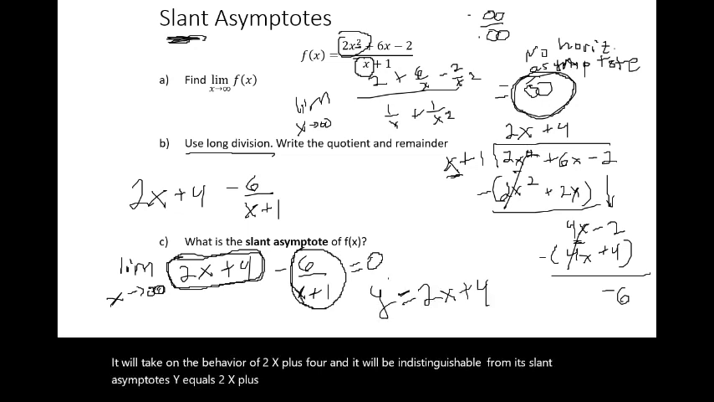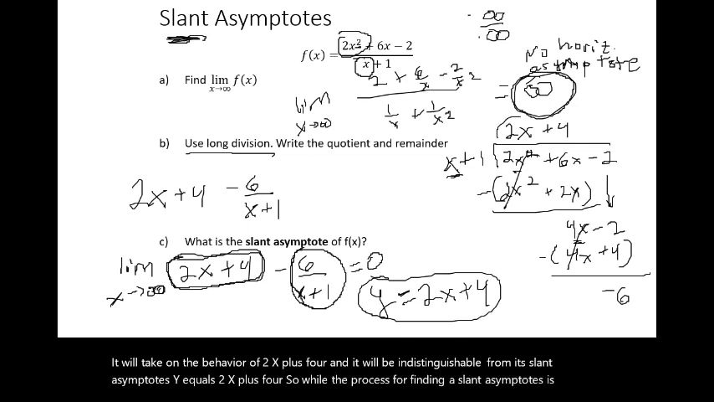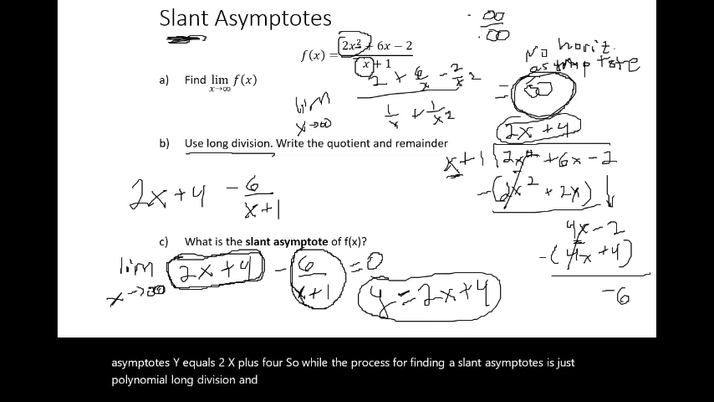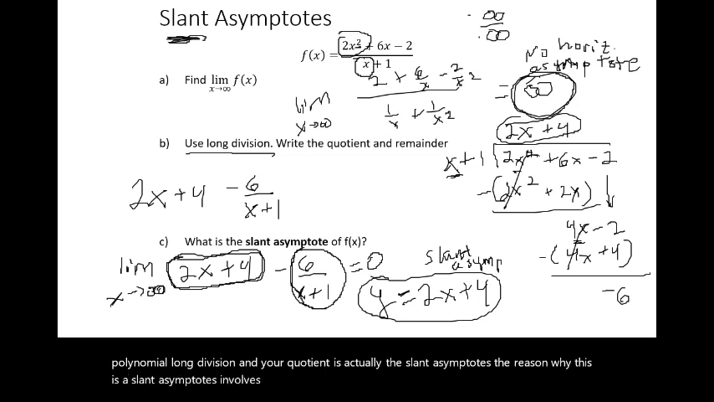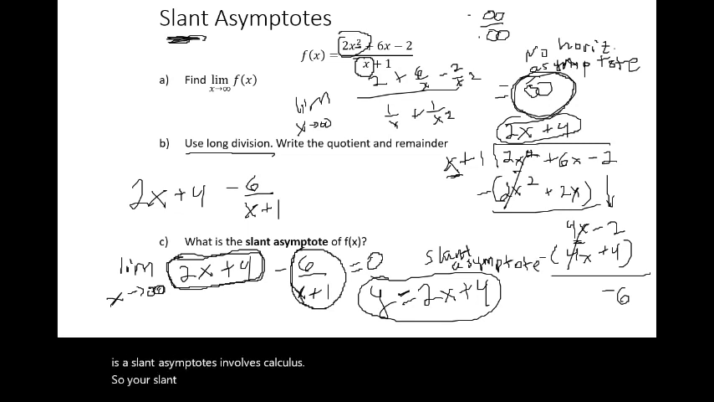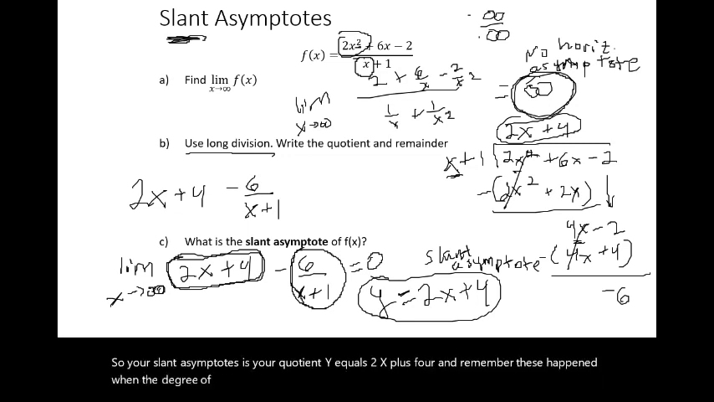So while the process for finding a slant asymptote is just polynomial long division, and your quotient is actually the slant asymptote, the reason why this is a slant asymptote involves calculus. So your slant asymptote is your quotient, y equals 2x plus 4. And remember, these happen when the degree of the numerator is exactly 1 higher than the degree of the denominator.